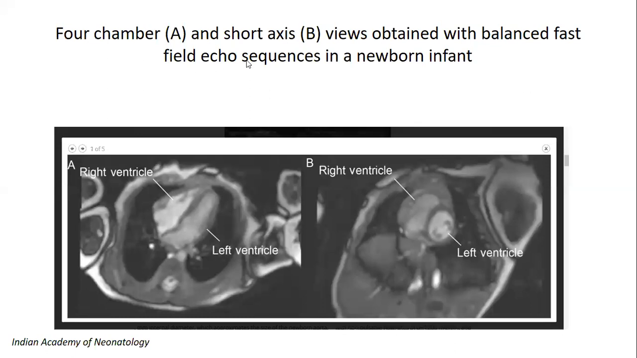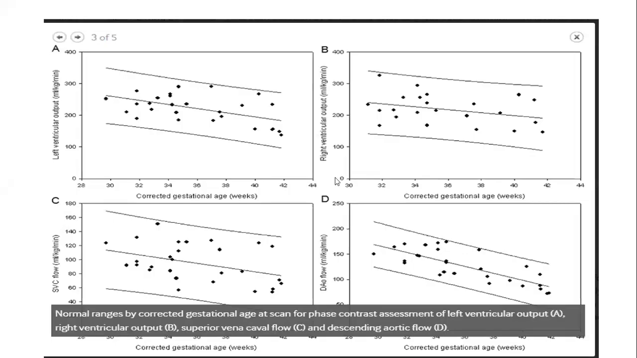In this slide, we can see the four chamber and the short axis views in A and B. This is the left ventricle and this is the right ventricle shown in the four chamber view, and this is the short axis view of the cardiac MRI showing the left and right ventricle. They have given nomograms in this study for the left ventricular output and its distribution, to see whether it falls within the nomogram. Also the right ventricular output nomogram is there, the SVC flow nomogram is there, and these flows are all nomograms used in cardiac MRI.